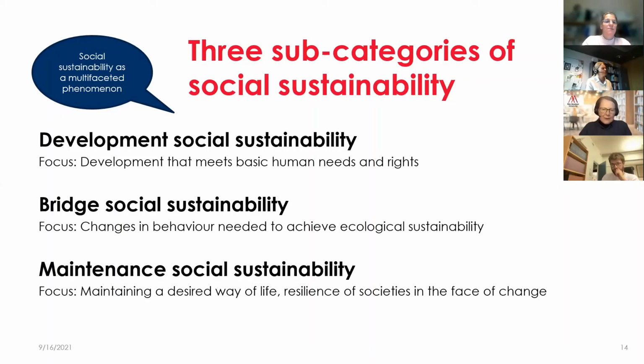Development social sustainability, I would relate to the type of social sustainability that deals with human needs. So the focus here is to have development in society that meets basic human needs and human rights. And if this does not succeed, we would have underdevelopment, which we obviously in the world do have.